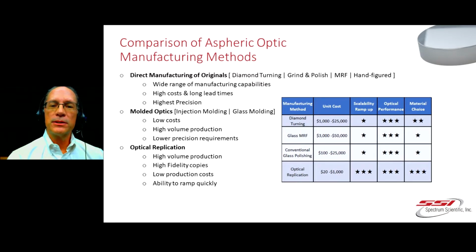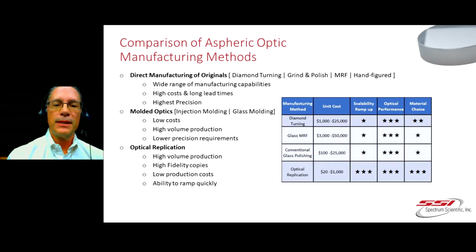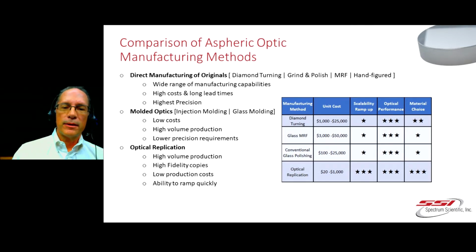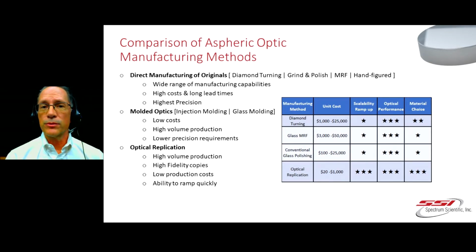And performance, you can see that we claim that optical replication can maintain the performance of diamond turned and all these other nicely figured mirrors, and we'll prove that and show that in the upcoming slides. Material choice stands out as well because we can make a replica onto virtually any substrate material that you require, and we'll show some of those examples as we move forward. So we think there's a lot of strength here with optical replication, and it's a great way to leverage some of these very nicely made optics nowadays.